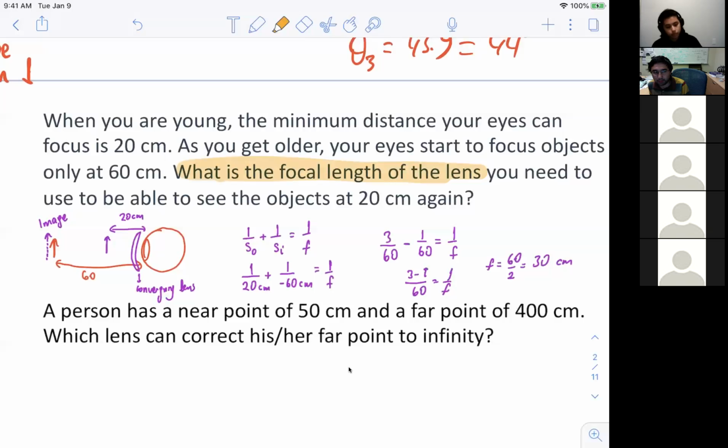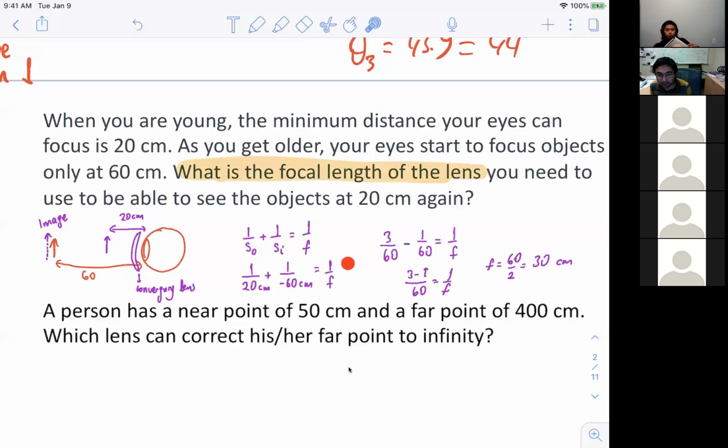Wait, what happened to the 20 centimeters? It's here. So it's here, that's the location of the object, plus 1 over S image, location of image, equals 1 over F. So 1 over 20 plus 1 over minus 60 equals 1 over F.